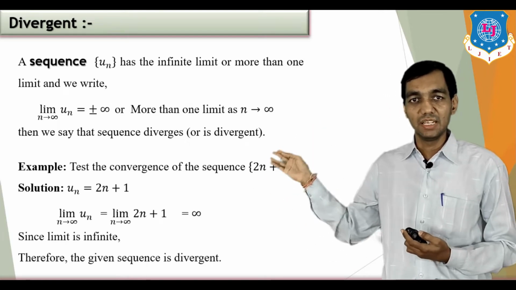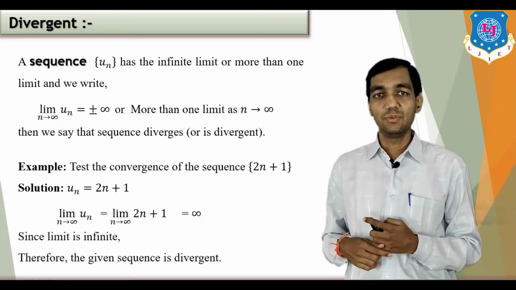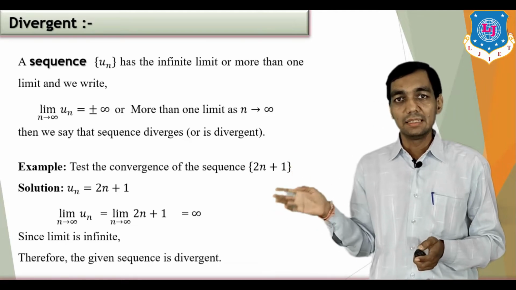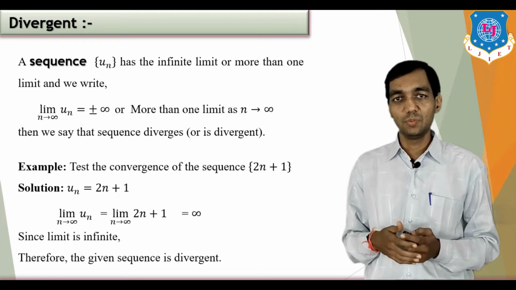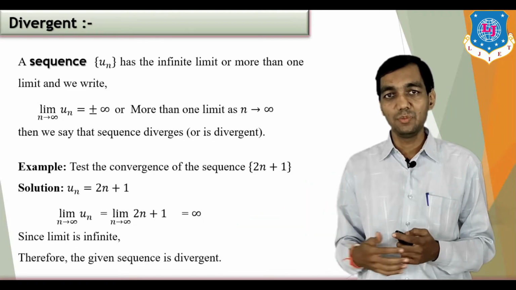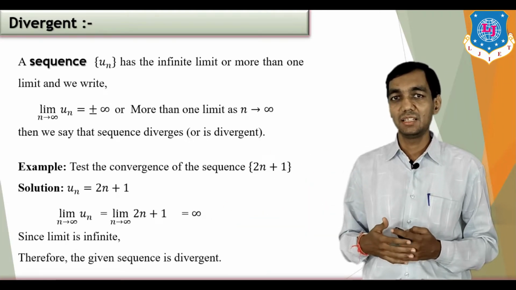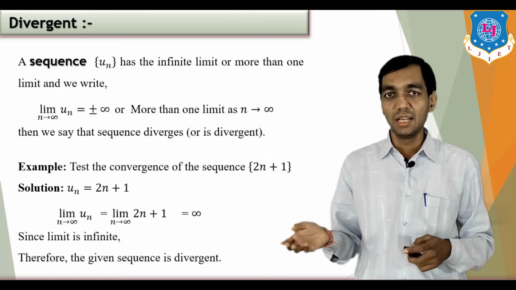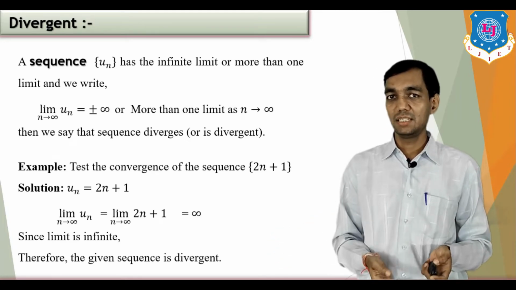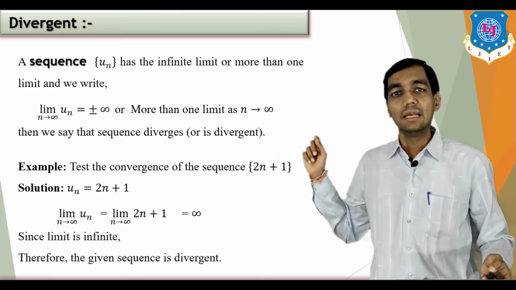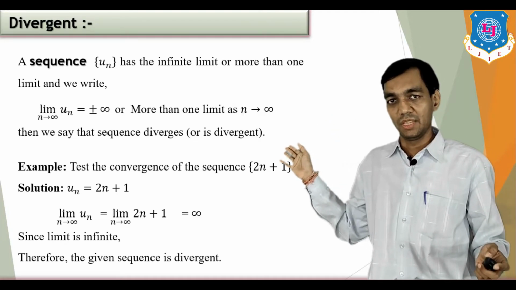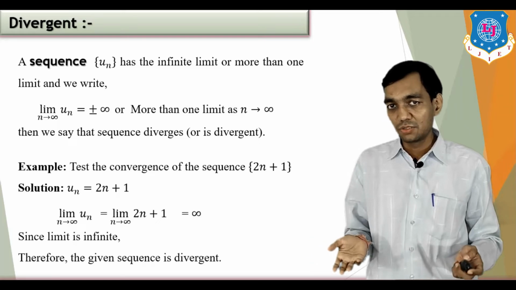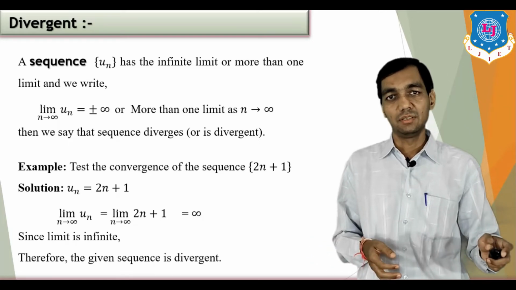Here we are starting with one example: test the convergence of the sequence 2n plus 1. So un is 2n plus 1. If you apply the limit to un, then you have the limit as n tends to infinity of 2n plus 1. And if you substitute n as infinite, then you will have an infinite value for the limit of the nth term un. And since it is infinite, your sequence is divergent.